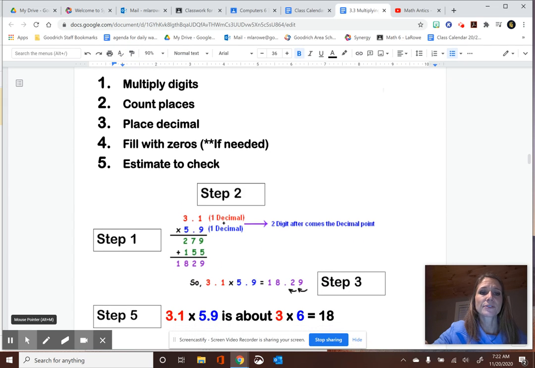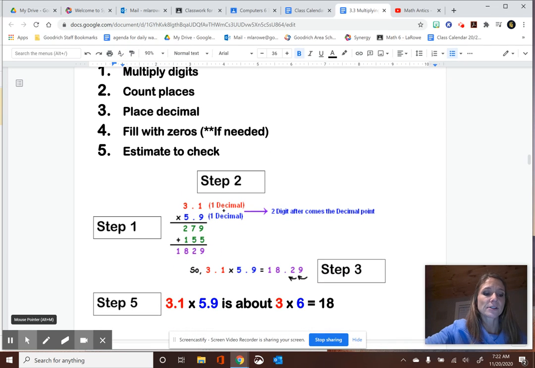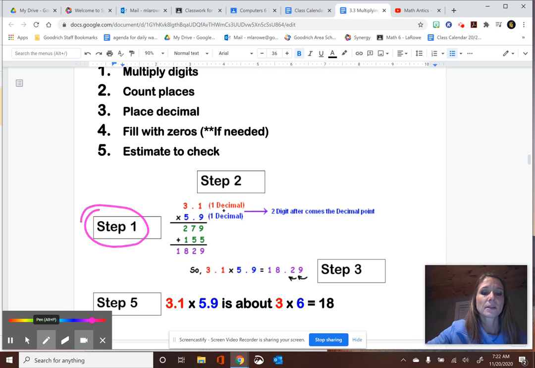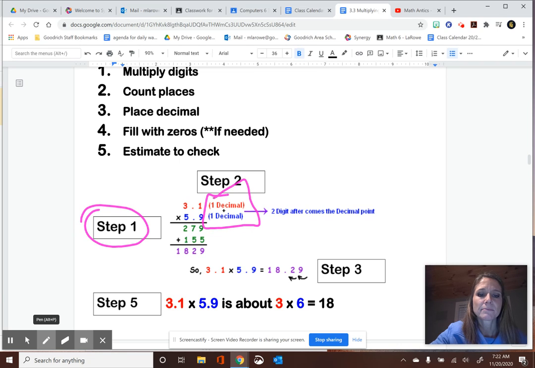Here's an example on the screen where they've multiplied. That was our step one. They did a 3.1 times a 5.9, and they came up with all of their information going on there. Then step two, they did a counting game. Then step three, they moved it into the answer. And then step five here, there were no extra zero spaces needed. They did an estimation. About 3 times about 6 is about 18. And so we come up with our answer.